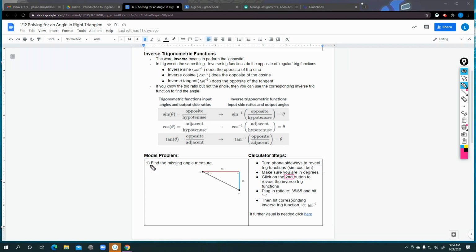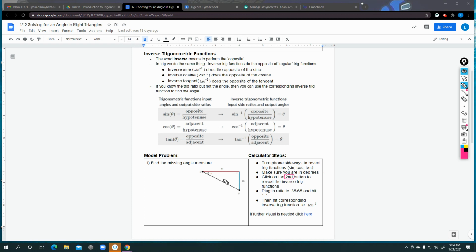So now, let's go over this model problem here. You can go ahead and follow along with the steps and use your calculator. We're going to find the missing angle measure of this triangle here. There's a line LV. We don't know what this corner is here because that's the right triangle. Remember, your hypotenuse is always opposite that right triangle.